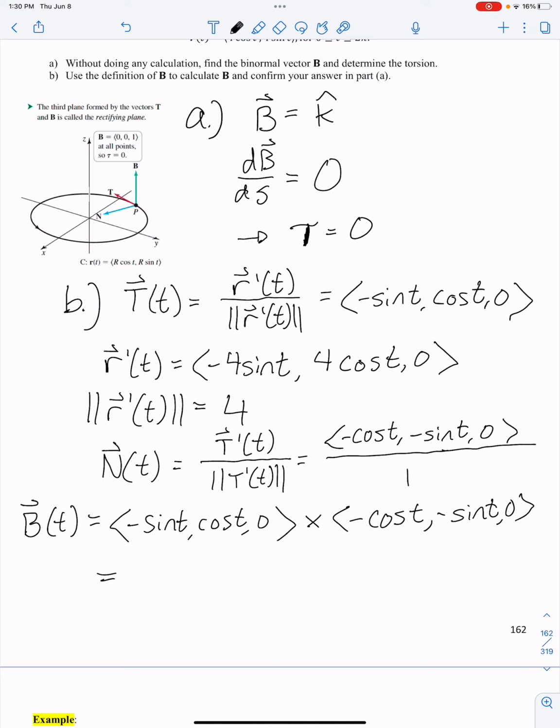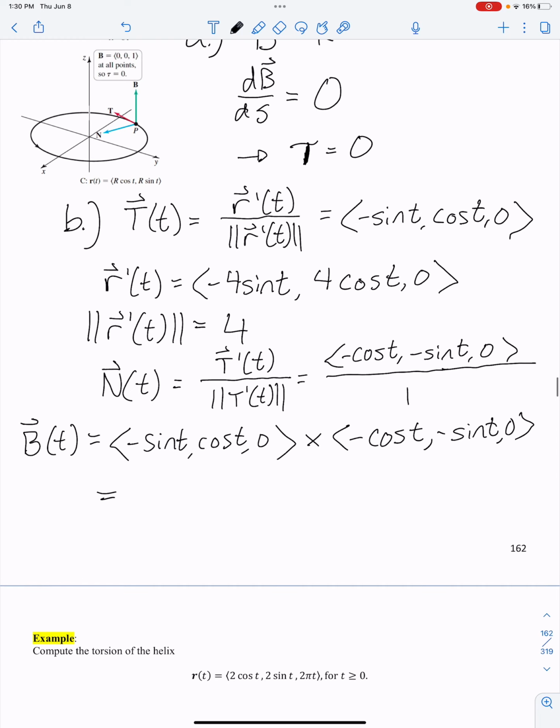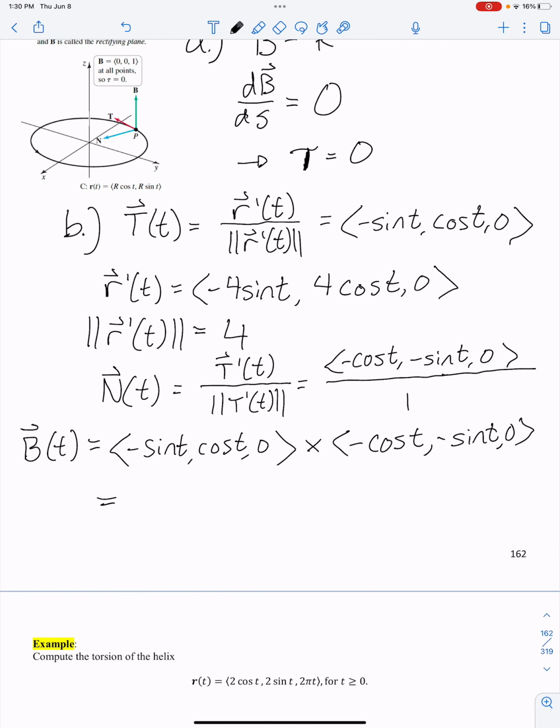To save some time, I'm just going to do this with the cross algorithm. You can use the determinant method to figure that out. If I cover up the i column, I'm going to get a 0i. If I cover up the j column, I'm also going to get a 0j. I'm going to just make a plus. And then if I cover up my k column, I'm going to get sine squared plus cosine squared, so I'm just going to get a k. This makes sense, right? That's what we were expecting, that b equals k.